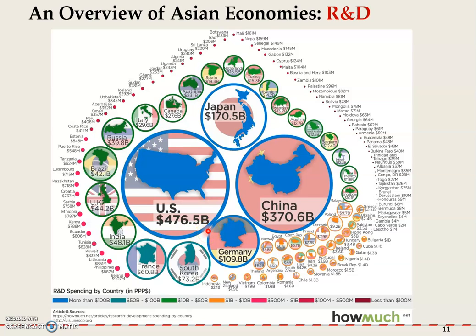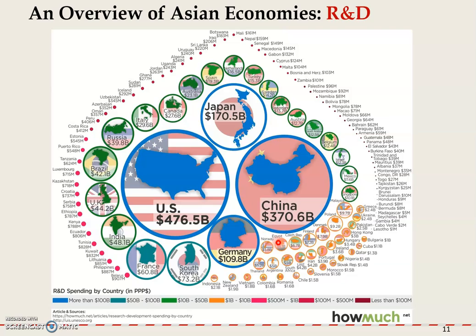because annually it invested $476.5 billion in research and development. Okay, being the number one R&D spender. And China is the second one, okay, $370.6 billion spent on R&D. And Japan is the third one, $170.5 billion. Okay, and Germany is the fourth one. So these four economies actually spend more than $100 billion annually upon R&D. Okay, only in these four.